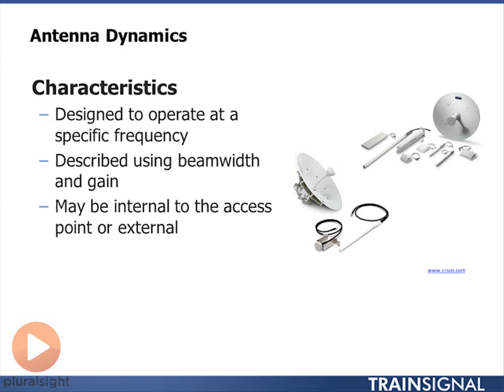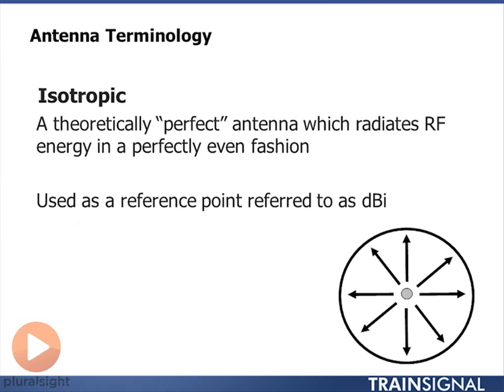And of course, as you should know with a wireless LAN, your antennas could be internal inside the access point or they could be external. If you're deploying an external antenna, then it's really important that you understand how to choose that antenna and how to read those specifications. It's very important for external antennas that you know how to read beam width and antenna gain when you're reading those specifications.